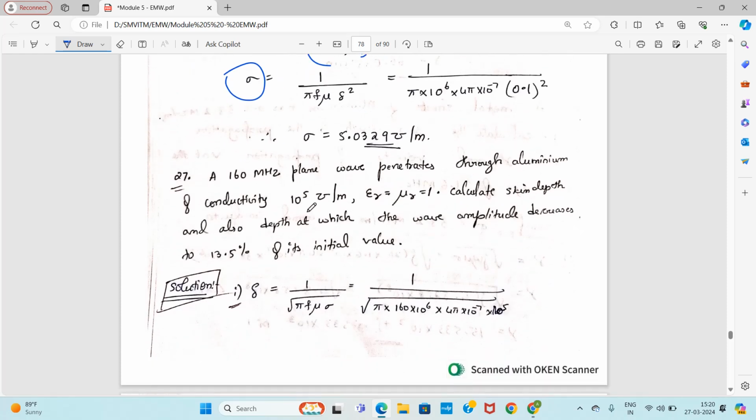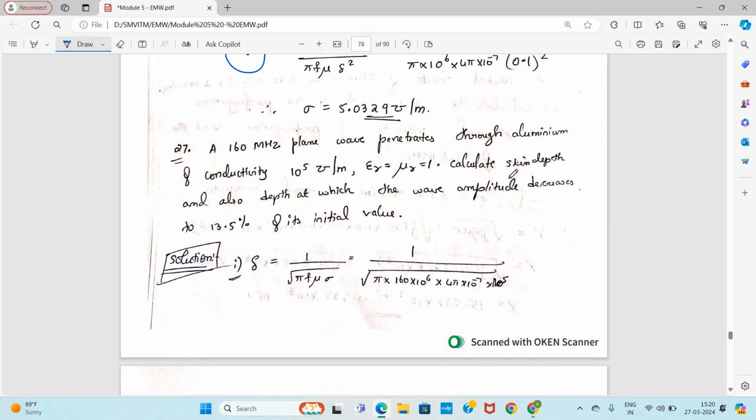Next, this is also a direct formula. Frequency is given, sigma is given, epsilon r, epsilon, mu r, everything is given. And they are now asking you to calculate the skin depth and also the depth at which the wave amplitude decreases to 13.5% of its initial value. See, the first part is very easy. Skin depth, direct equation, all the values are given, substitute, calculate.